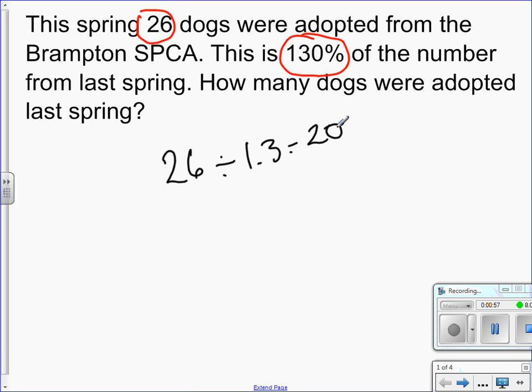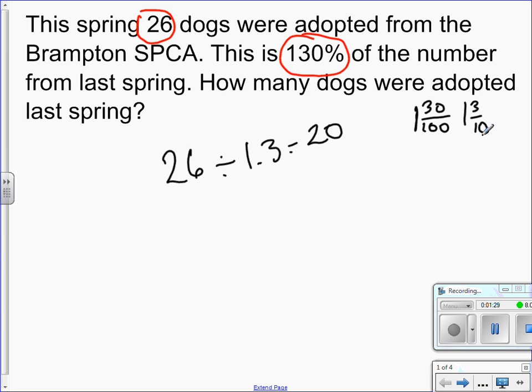So the 26 is pretty obvious. I mean, that's how many dogs were actually adopted from the Brampton SPCA. It's the 130 that you may not feel comfortable with, and you may be wondering why it is we chose to divide it. Well, if you think about it, 130% means that you've got a full 1 plus 30 100ths, okay? Or 1 and 3/10. Okay, 1 and 3/10. There we go.